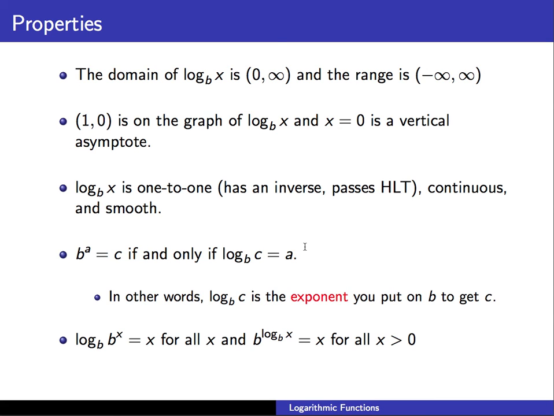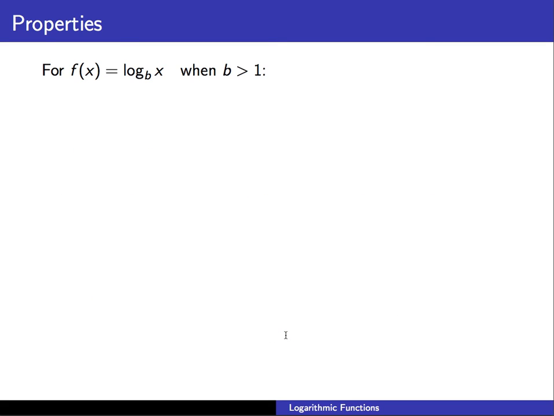So we also have log base b of b to the x equals x for all values of x. And another property that we have is b to the log base b of x equals x, assuming that x is greater than 0. Because again, this x in the log base b of x in the exponent here has to still be in the domain. So we can only take logarithms of positive numbers.